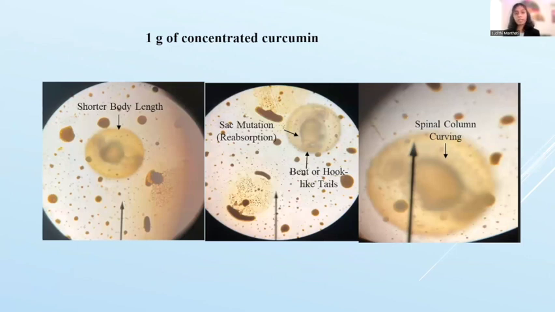In 1 gram of concentrated curcumin, there is a slight effect as seen by the curcumin. There is shorter body length, slight sac mutation, a slightly bent tail, and spinal column curving. However, none of these are quite severe, and most of the embryos look similar to the control group, proving that curcumin did have an effect, however not extremely strong, with 1 gram.